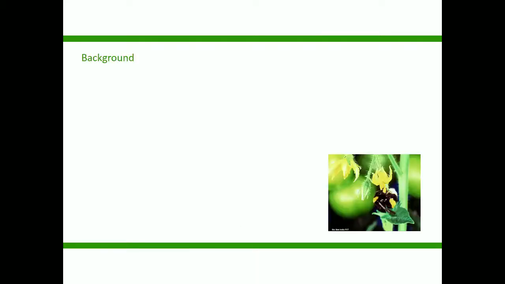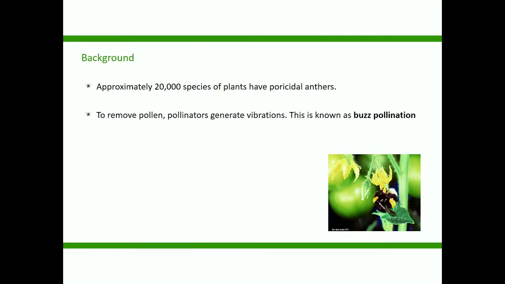So to start with some background, many species of plants, approximately 20,000, do not give away their pollen freely from the surface of their anthers. They keep it contained within and only release it through small pores in the tip, so the anther's effectively like a tiny pepper pot. And to get at this pollen, the pollinators need to shake the pepper pot, and they do this with vibrations or buzzes, which is why it's known as buzz pollination.